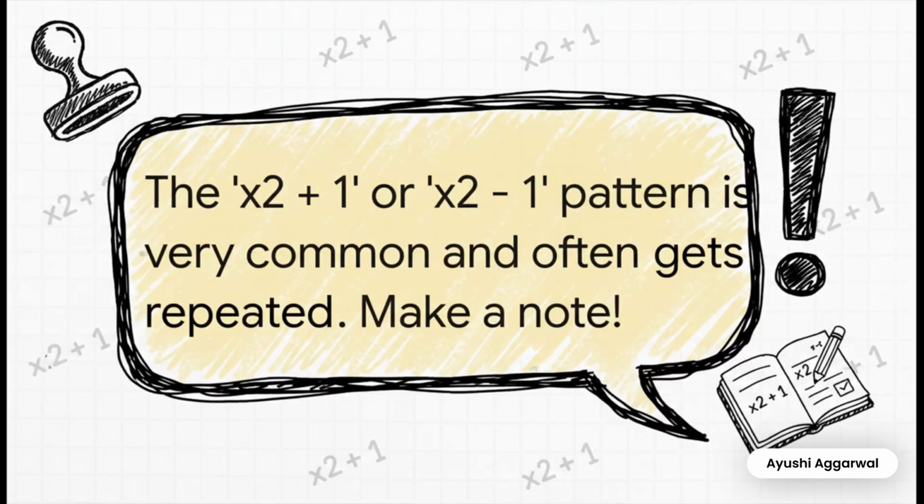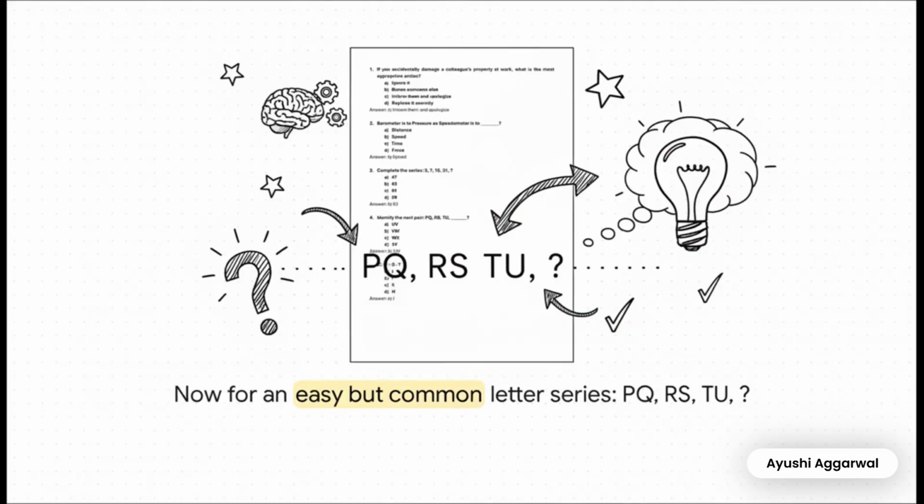Quick alert! This question gets repeated a lot. This multiply by 2 plus 1, or sometimes multiply by 2 minus 1 pattern is extremely common. You should definitely write this down in your notes. All right, now for a pretty easy letter series. P, Q, R, S, T, U, and then? It might look simple, but it's still going to get you marks.